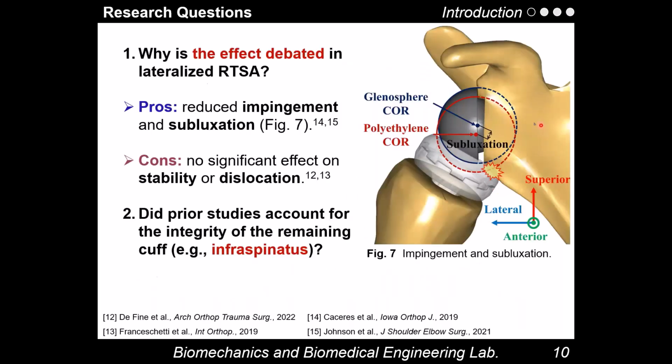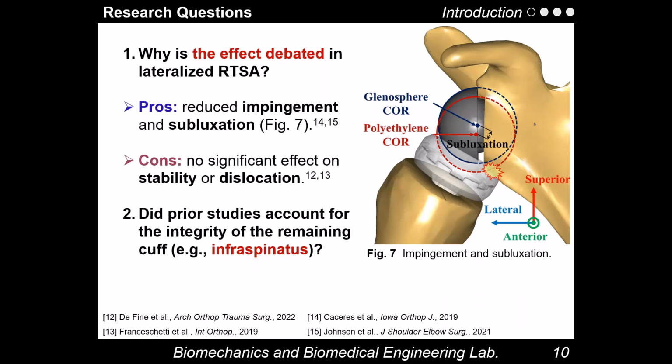Based on these controversies, we arrived at two primary research questions. First, why exactly is the effect of subscapularis repair still debated in lateralized RTSA? On one hand, some studies suggest clear pros such as reduced impingement and subluxation, as shown in Figure 7. On the other hand, other studies show cons, stating that there is no significant effect on joint stability or dislocation rate.